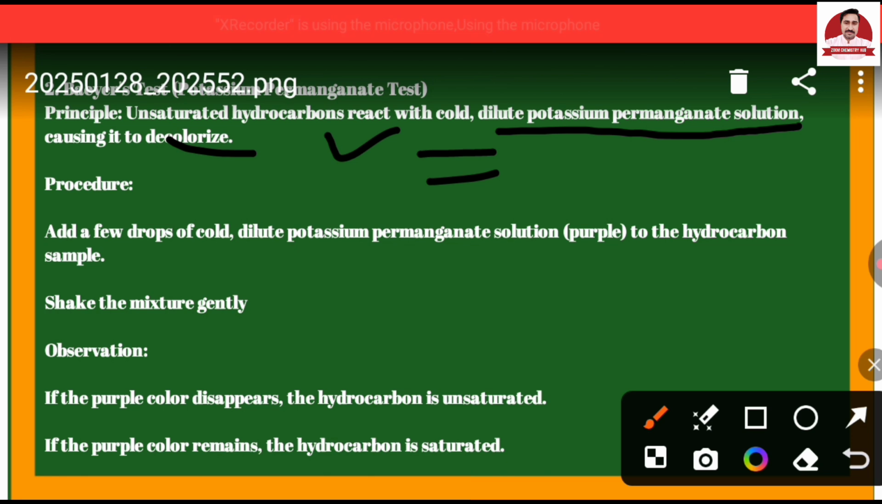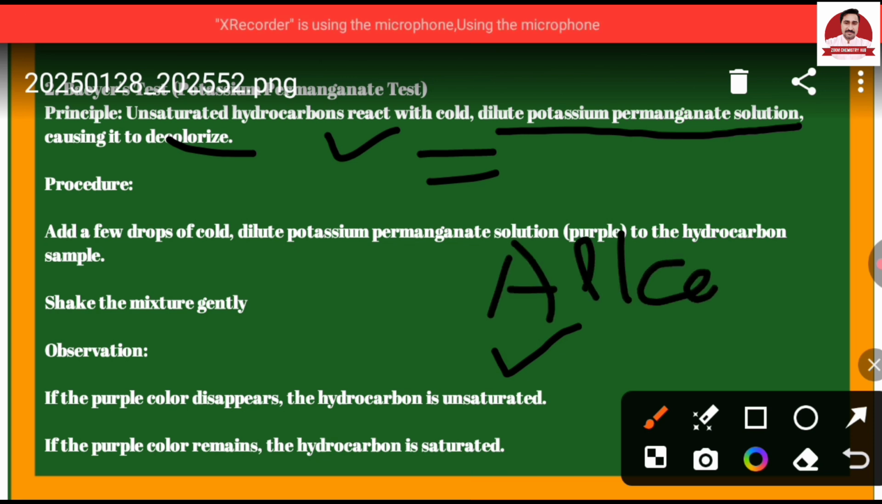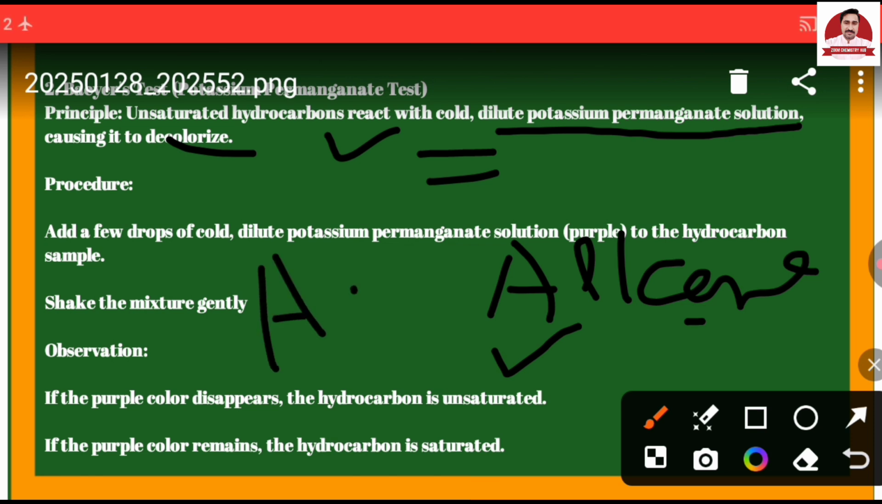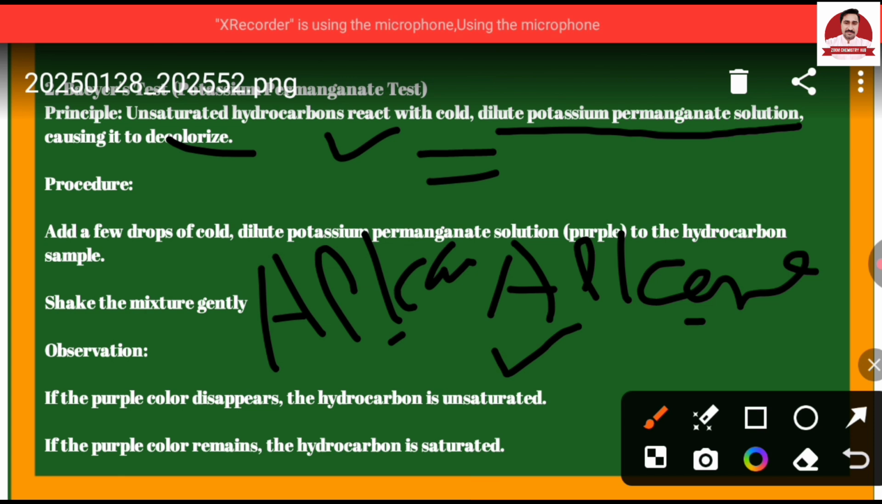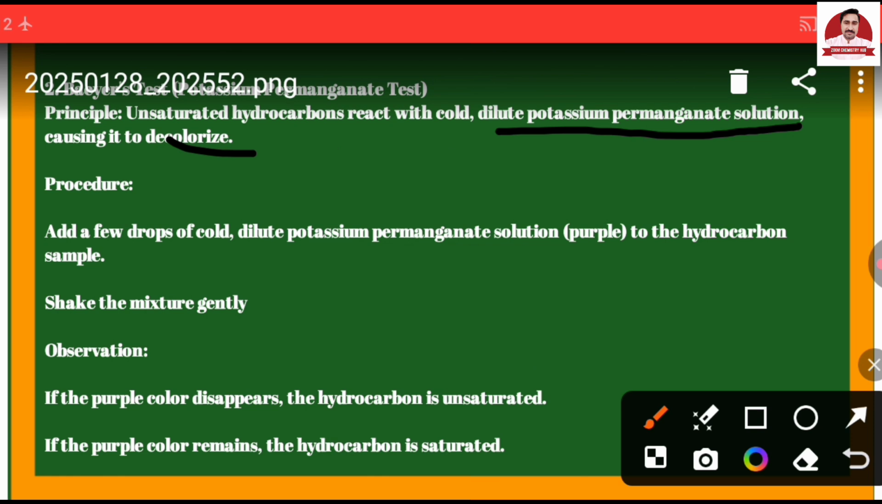And in the observation, we can see that if the purple color disappears, the hydrocarbon is unsaturated, that is alkene. And if the purple color remains, the hydrocarbon is saturated, that is alkane, having a single bond. So by this reaction we can differentiate the saturated and unsaturated hydrocarbons. That's all for today.